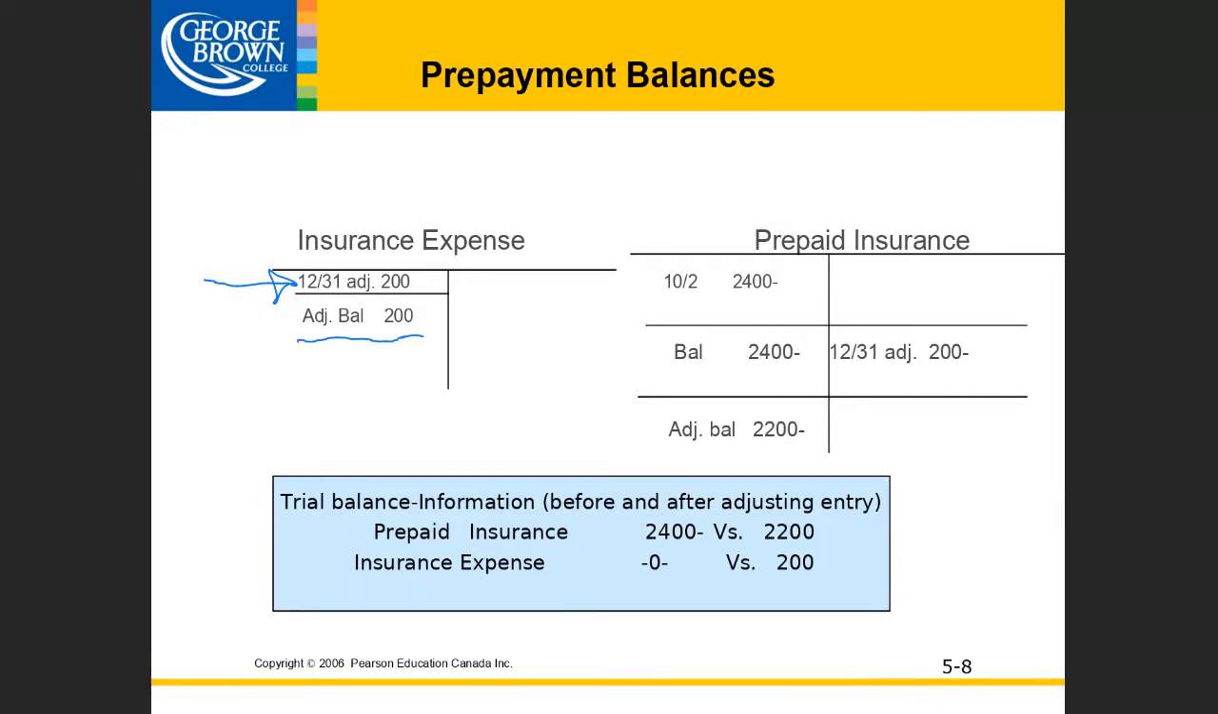In your prepaid insurance, you have the previous balance of $2,400, and then you have an adjusting entry for 200. 2,400 minus 200 shows the adjusted balance, or the updated balance, of your prepaid expense account as 2,200. And that's how it would look in your ledger. It's going to look a little different in our ledger because our ledger looks different. But again, we're going to do an exercise with all of this.